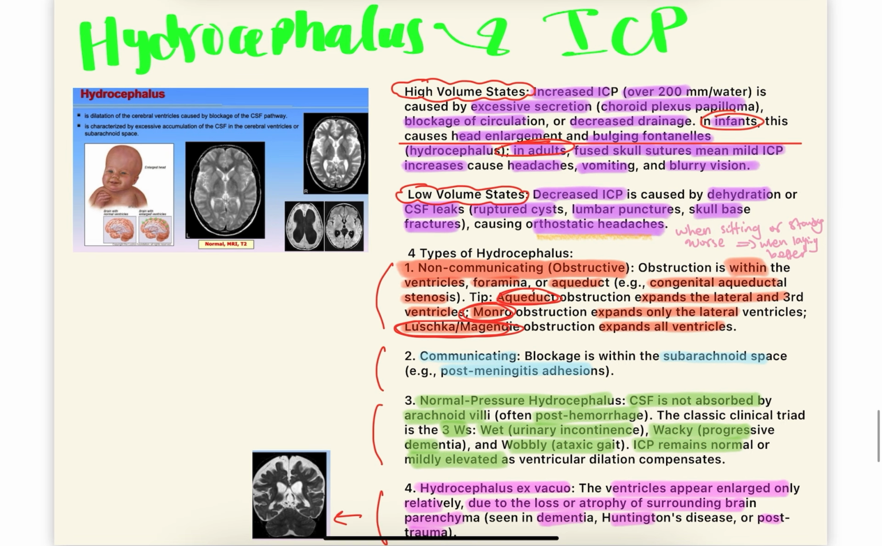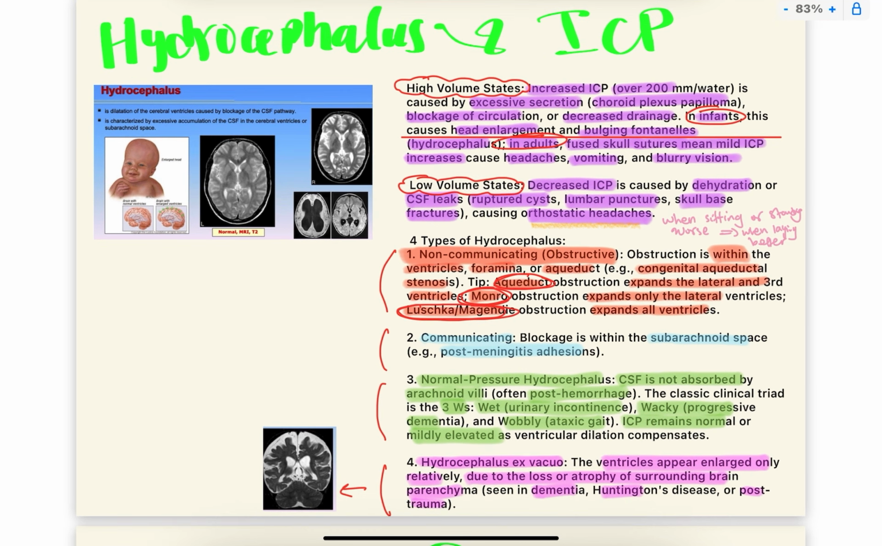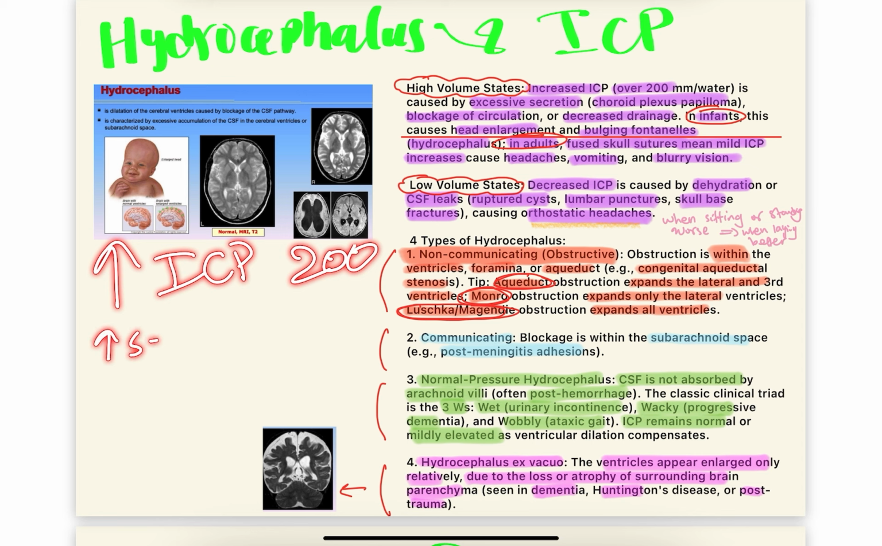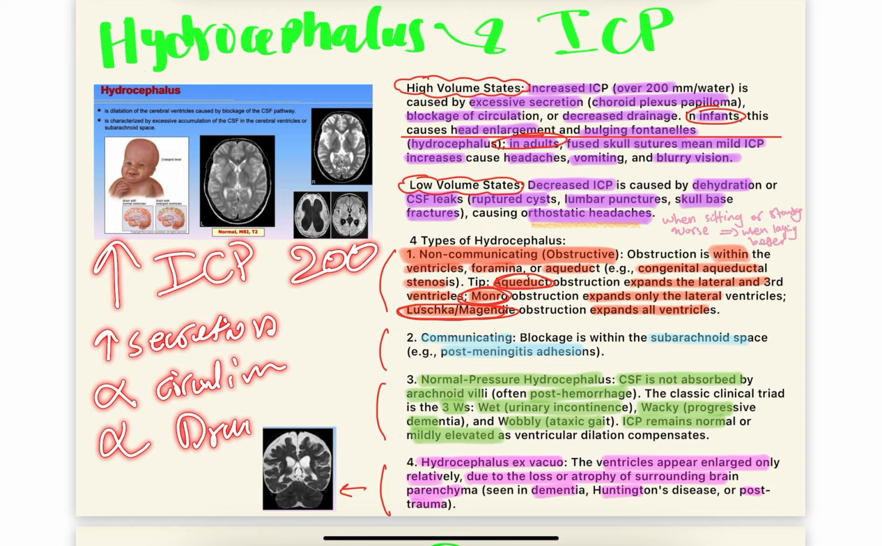Now, if I want to talk about this, I need to differentiate between two scenarios. The first scenario is high volume states, and the second is low volume states. Let's talk about the first scenario. Let's say a person has increased intracranial pressure above 200. This means they have a lot of secretion, like a choroid plexus papilloma, or they have a blocked circulation, a blockage, or no drainage.